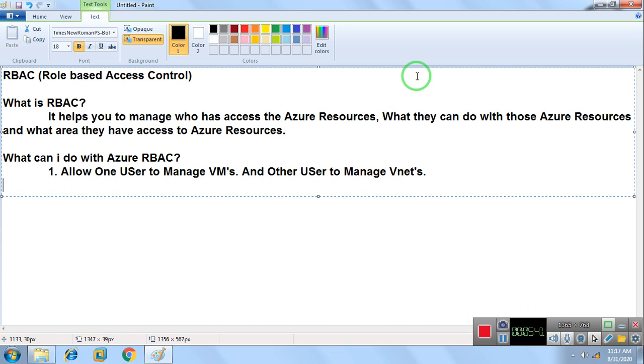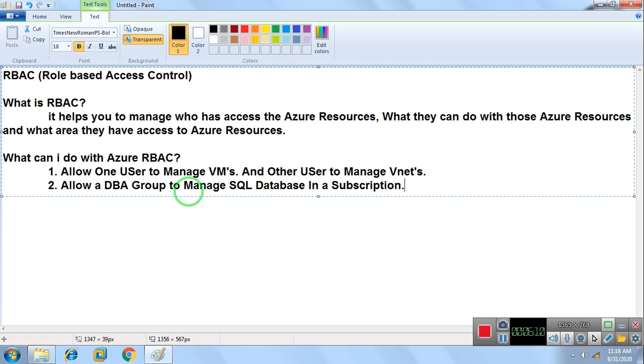Now for the second example, allow a DBA group to manage SQL databases in a subscription.